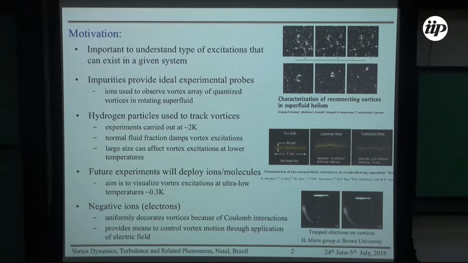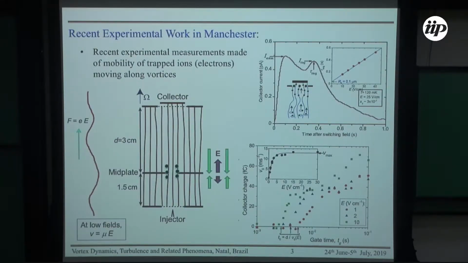Now, the reason we got interested in this problem is because the question is, what happens when you begin to decorate vortices in superfluid helium at very low temperatures and then begin to drag these ions through the application of an electric field? And so the setup in the Manchester experiments is they have basically this rotating cryostat, which sets up a regular vortex array. And then they inject ions onto the array. And because of the configuration of the applied electric field, these ions end up being trapped here.